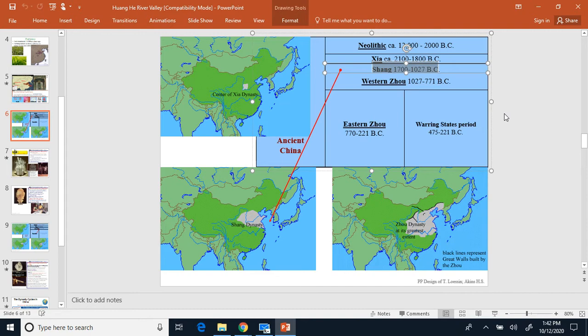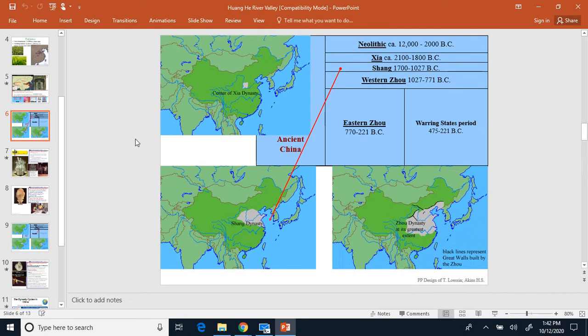Remember, before the year 0 is just before Common Era, BCE, or before Christ, BC. And then after year 0 is Common Era, CE, or Anno Domino, AD. So before 0, BCE, BC, after 0, CE, AD. So once again, bullet Shang 1700 to 1027 before Common Era. So we're going to talk a little about the Shang Dynasty here.